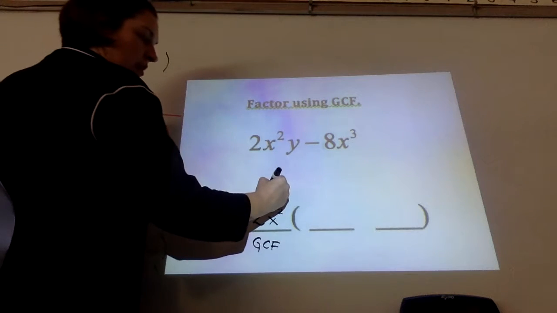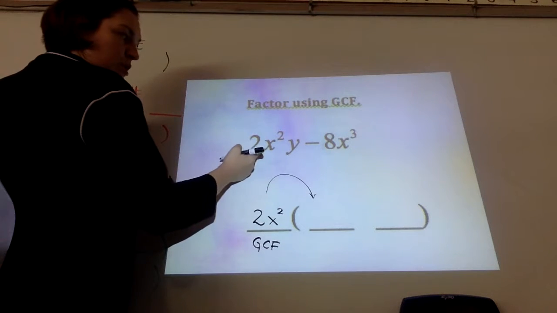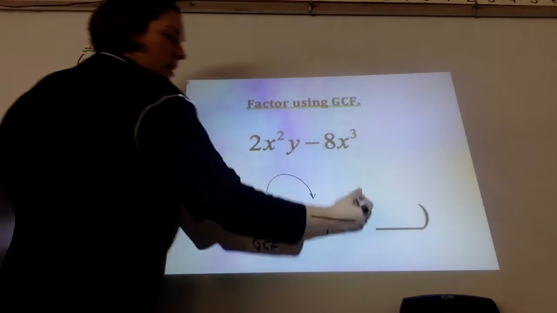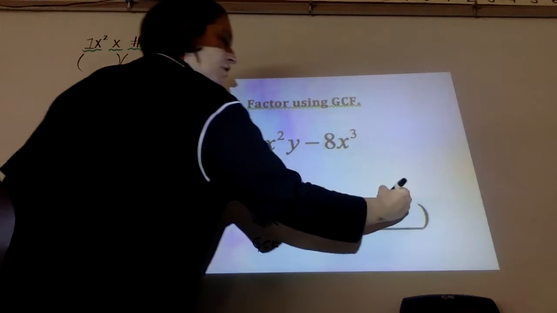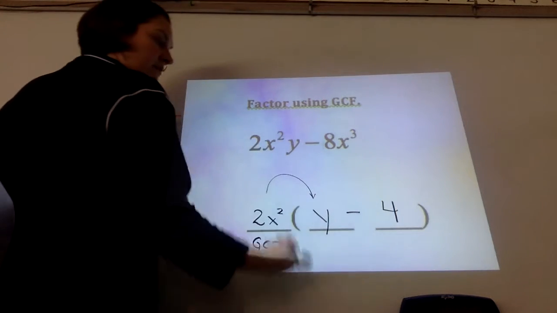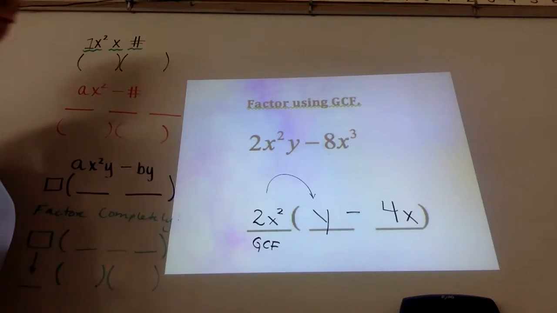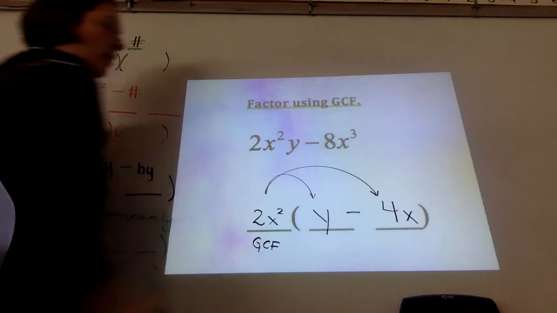I then ask myself, 2x squared times what gives me 2x squared y? I need just the y. My signs will match. 2x squared times 4 gives me 8x squared, but I still need another x. Again, I'm thinking about if I remultiply back, do I get what I started with?